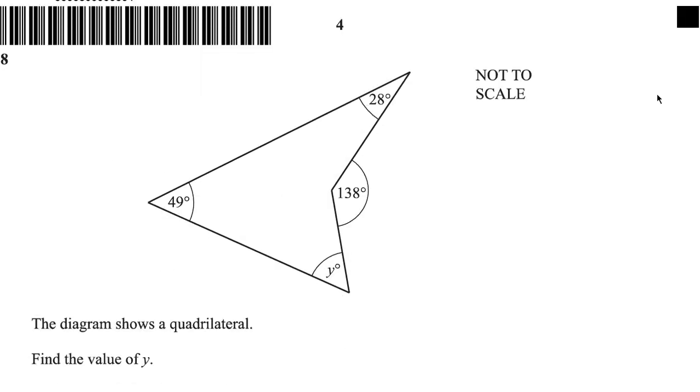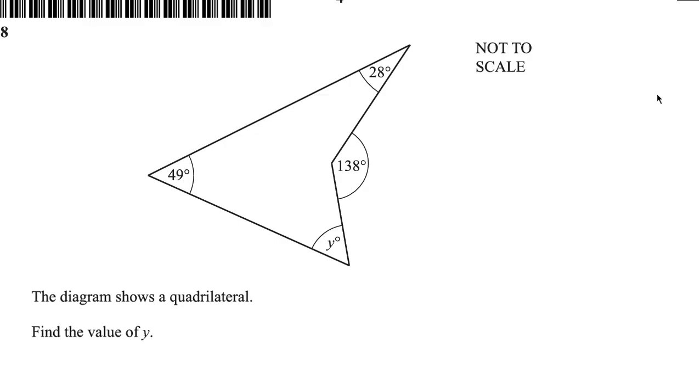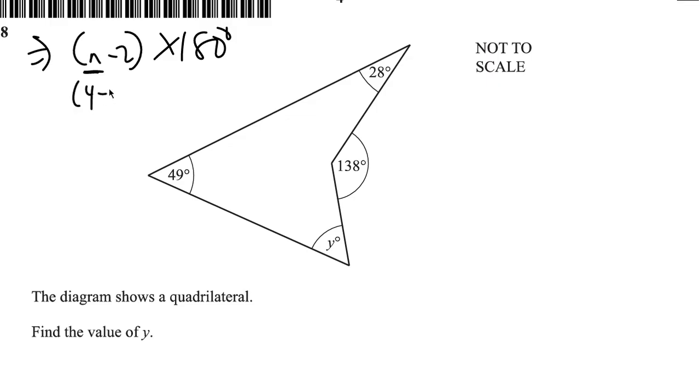A question says, the diagram shows a quadrilateral. Find the value of y. So all you simply need to understand here is that for a given quadrilateral, the sum of angles must equal 360 degrees. Remember the formula that says that the sum of interior angles of a convex polygon is equal to n negative 2 times 180. So if n is 4, the quadrilateral has 4 sides, so 4 negative 2 times 180, and that's 360.